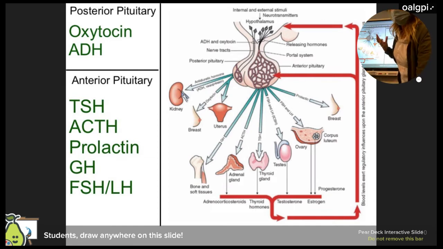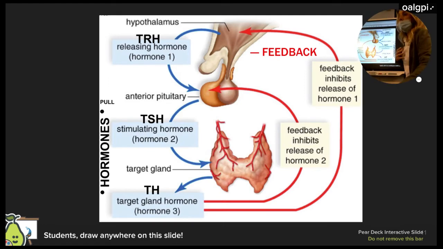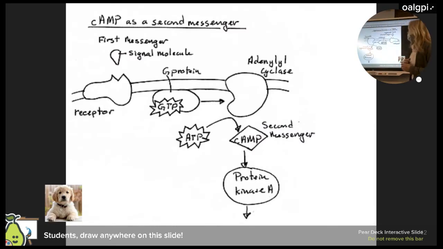Okay. Next, when we talked about, okay. Let's go here. There we go.